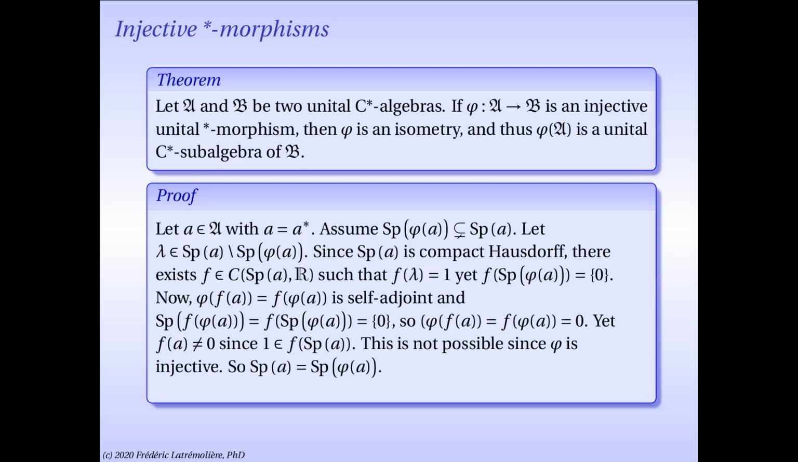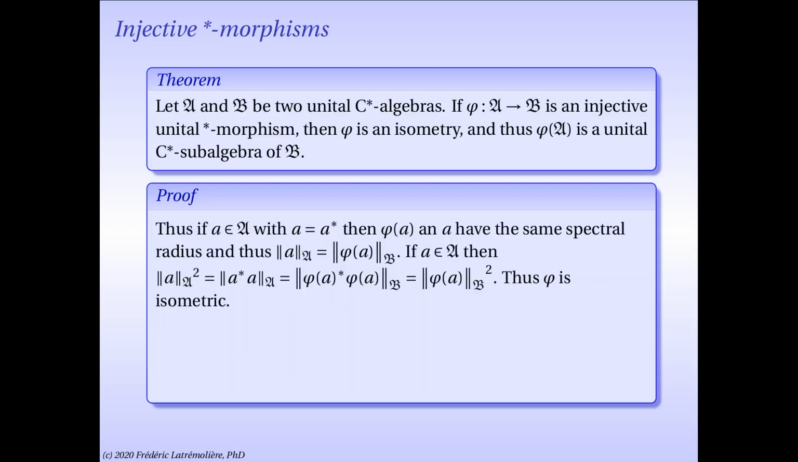That would normally force f of A to be null, since phi is injective. However, we know that f of A is not 0. Why do we know that? Because by the spectral mapping theorem, I know that 1, which is f of lambda, is in the image by f of the spectrum of A, and therefore 1 is in fact in the spectrum of f of A. So f of A is not the 0 operator, and that's a contradiction. So we must have that the spectrum of A equals the spectrum of phi of A. Now the rest of the argument is familiar.